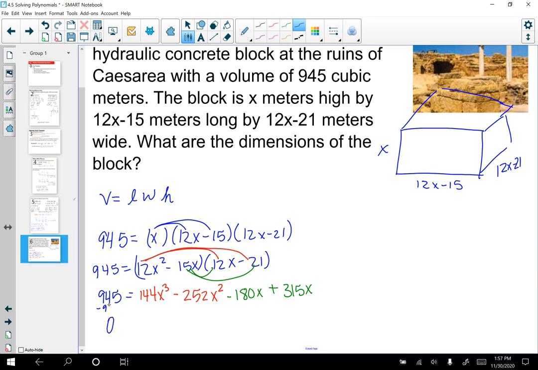So if I subtract over my 945, I have 0 equals 144x cubed minus 250. Oh, I'm sorry. This should have been 180x squared. And then my 252x squared minus 180x squared gives me negative 432x squared plus 315x. And then I have my minus 945.